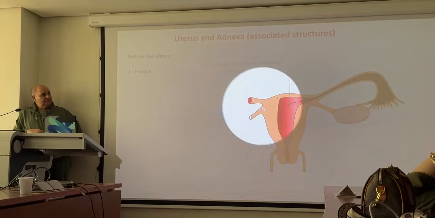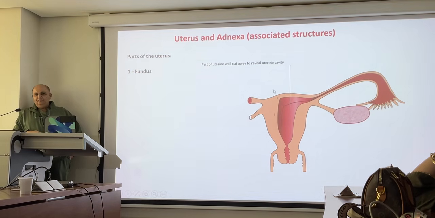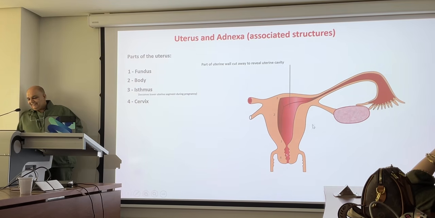Number 1. Yes. Fundus, body, isthmus. What is number 4? Cervix. Cervix, excellent. Number 5? Vagina. No. No. Vagina is this. Vagina is this.